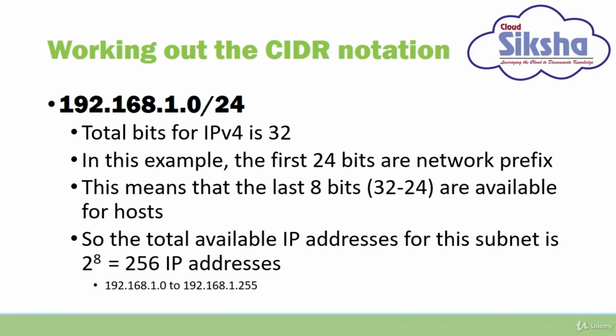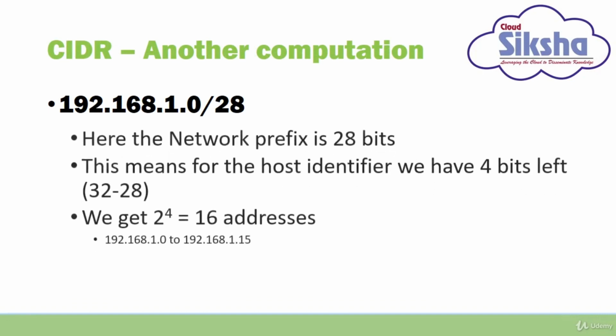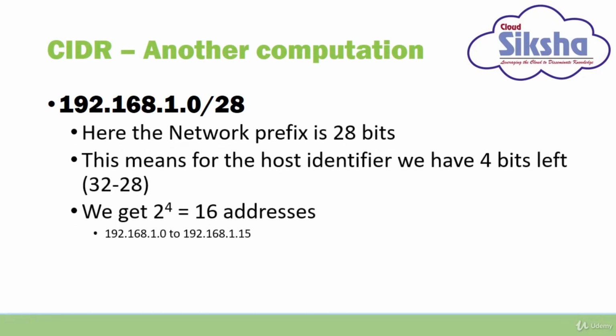So 8 bits can give rise to 2 to the power 8 numbers, which means that I can have 2 to the power 8 IP addresses for the host identifiers. So I can get up to 256 IP addresses. 2 power 8 is 256 addresses. So my address range now for this subnet will become 192.168.1.0 all the way to 192.168.1.255. So let's work out another example, this time with a different subnet mask.